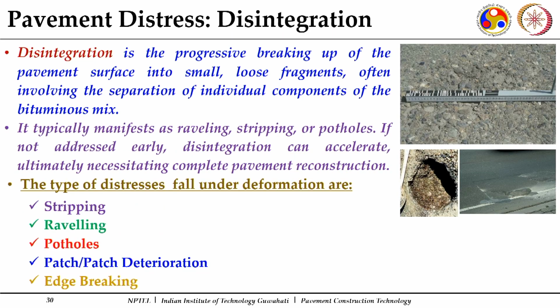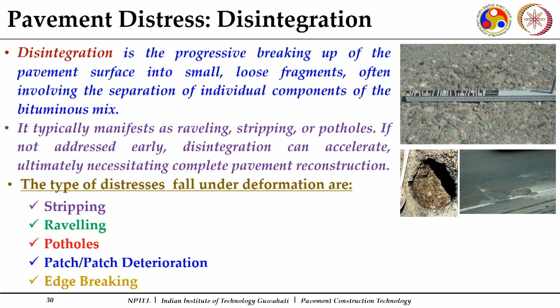Now, the fourth important category of the different types of distresses is disintegration. That means there is some loss or breaking of the pavement material. Disintegration is the progressive breaking up of the pavement surface into small loose fragments, often involving the separation of individual components of the bituminous mix.